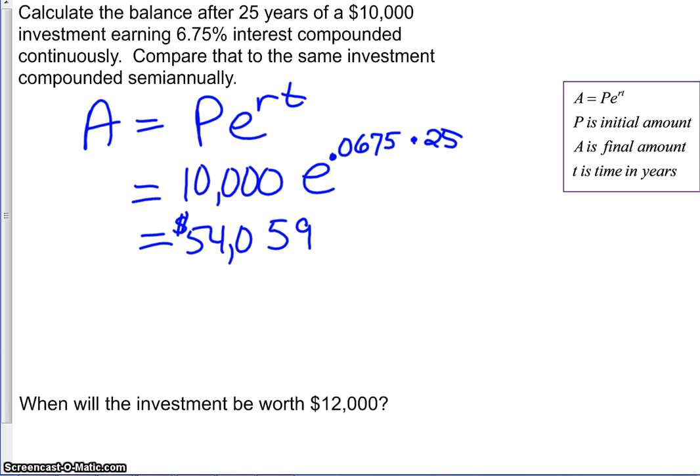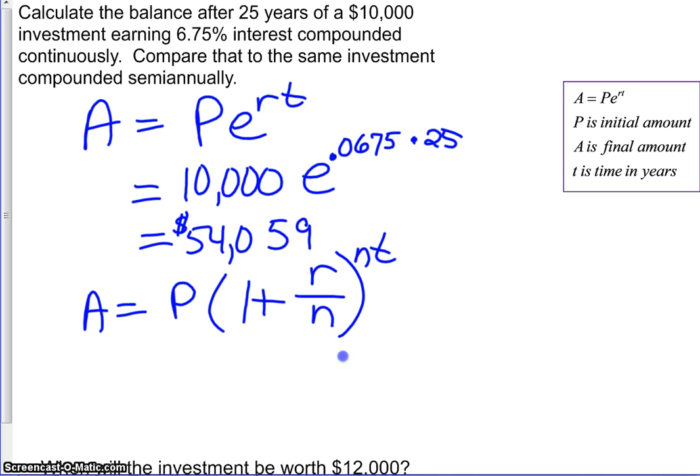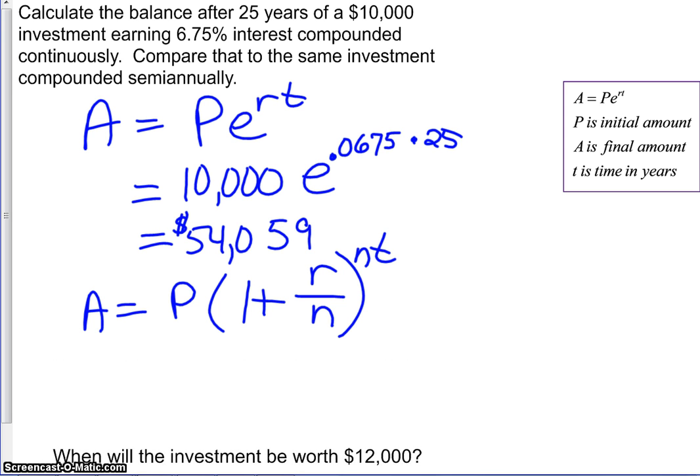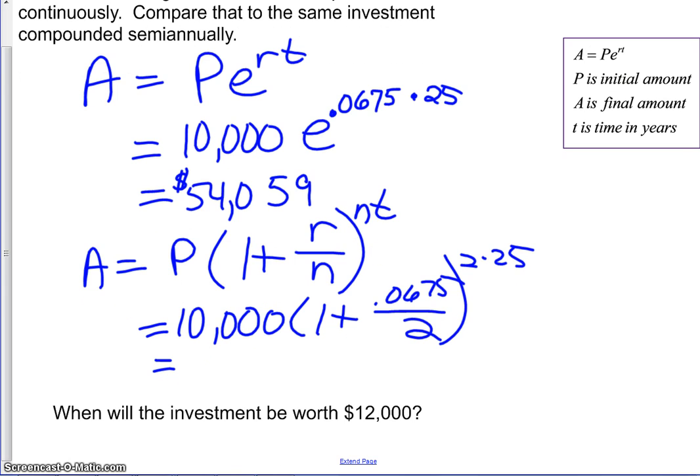Okay? Now it also says, same problem, but what do you get if you instead had it compounded semi-annually? Now, the formula for semi-annual is where you take the principal, and then you take 1 plus the rate over the number of times in a year that it was compounded, raised to the number of times times the time. So in this case, it would be the 10,000 times 1 plus 0.065, compounded semi-annually, which turns out to be 52,574.